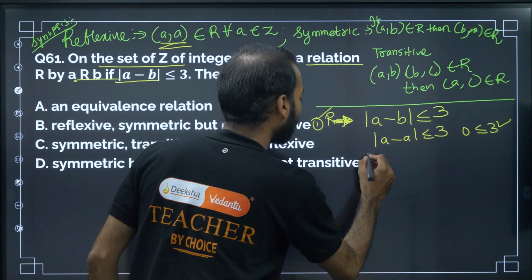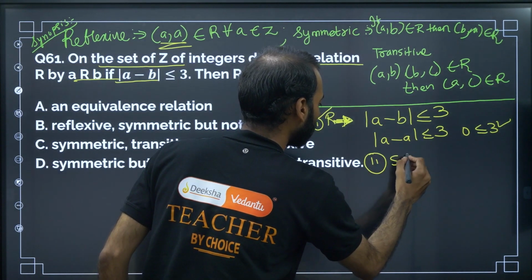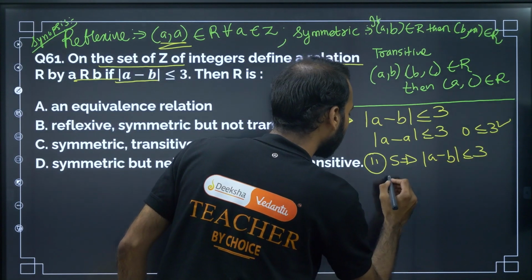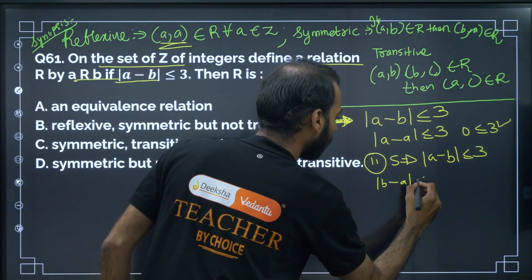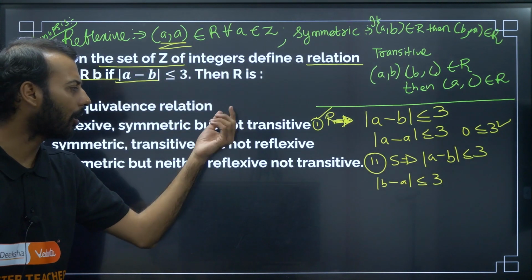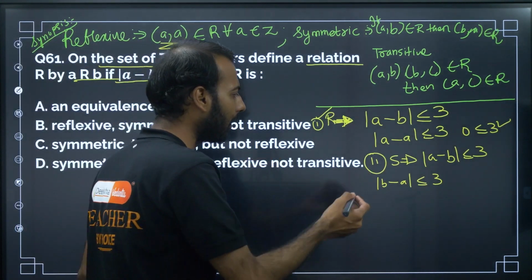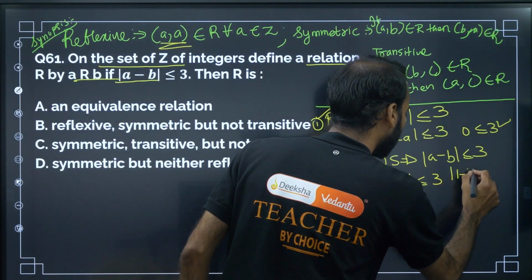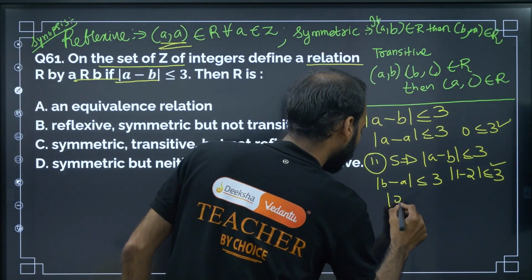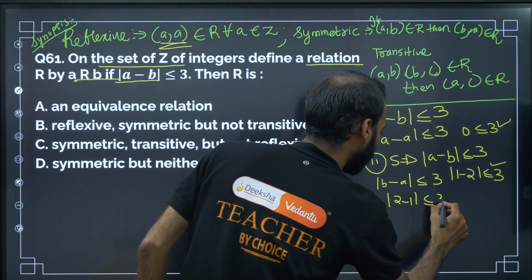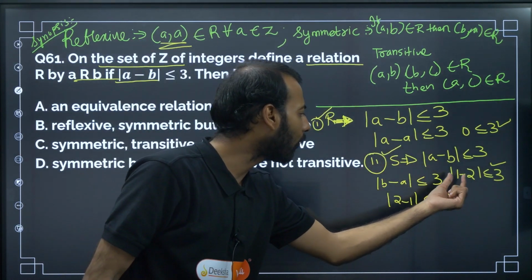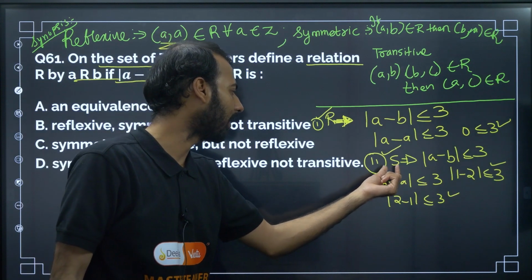Next, if I go for symmetric, what is the story for symmetric? If a minus b is less than or equal to 3, then b minus a is less than or equal to 3. Let me take some examples, on the set Z of integers, some random integers. Say 1 minus 2 is less than or equal to 3, yes. Then 2 minus 1 is less than or equal to 3, yes, it's true. So this relation is symmetric also. Need not be 1 and 2, you can take any random example. That will be symmetric.